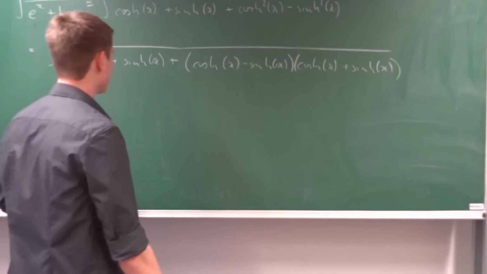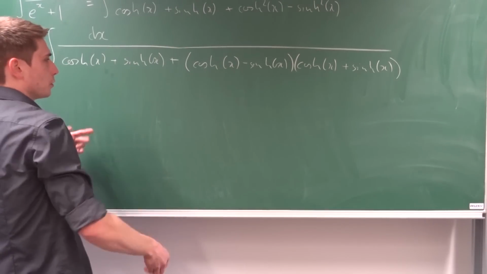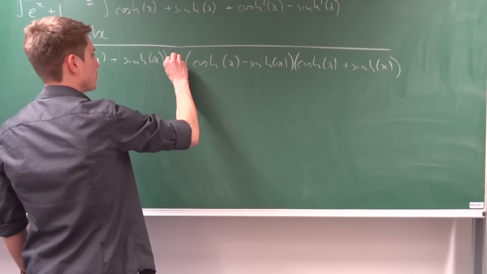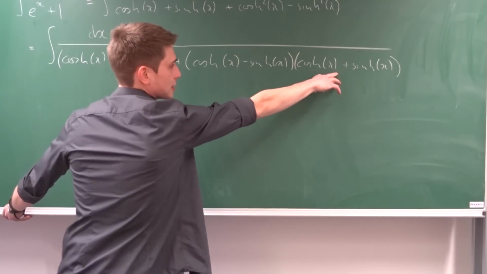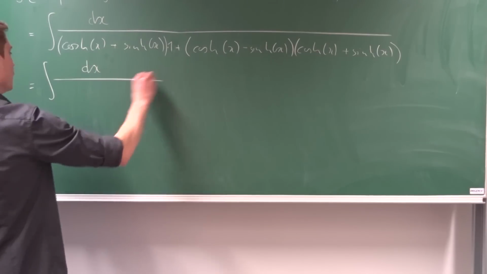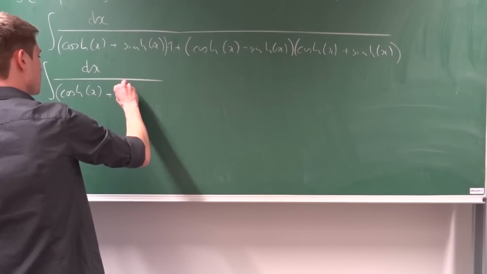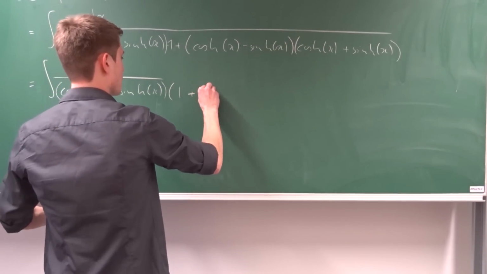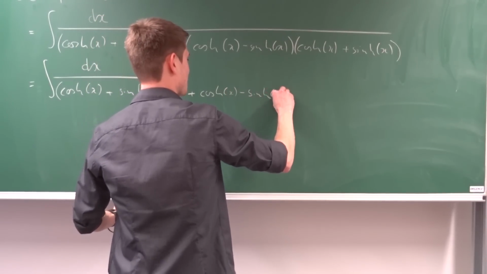And the great thing is, cosh plus sinh is a common factor, so we can rewrite this. Right here, this is one time this term plus this term. So we can factor out this expression right here. So that's now the integral dx over, at first cosh of x plus sinh of x, and then times 1 plus cosh of x minus sinh of x.